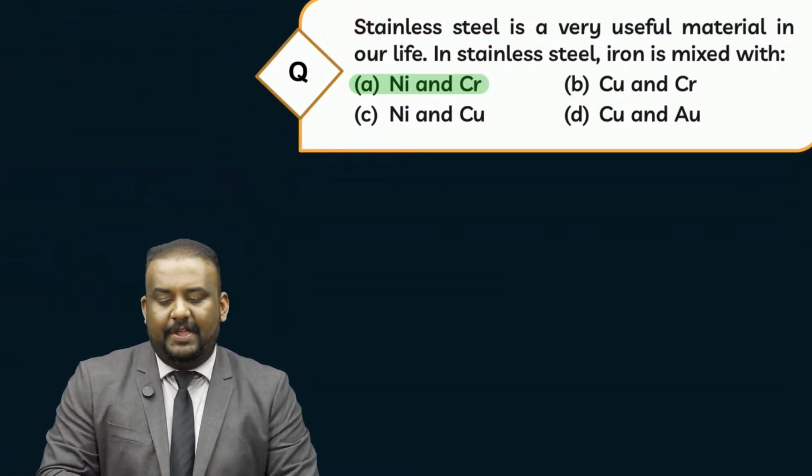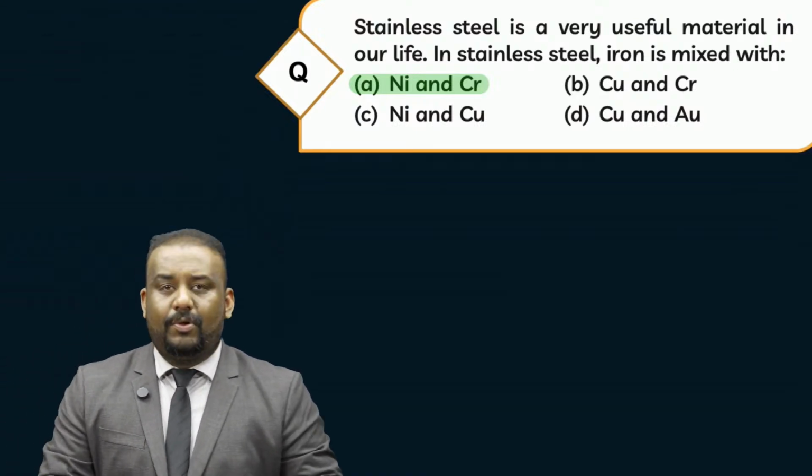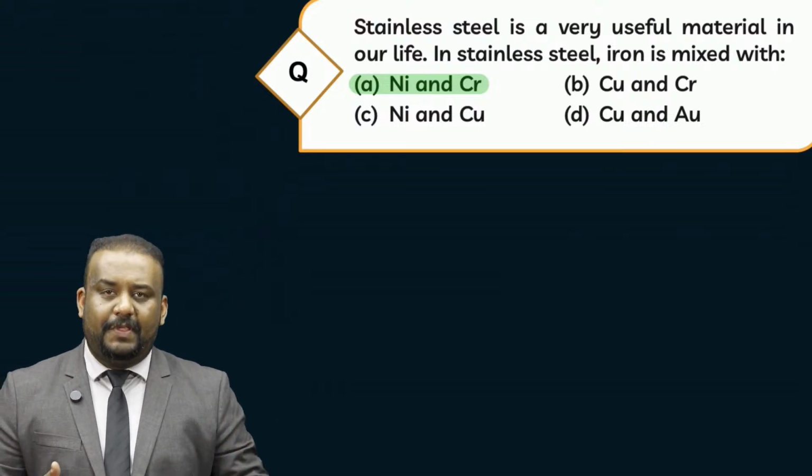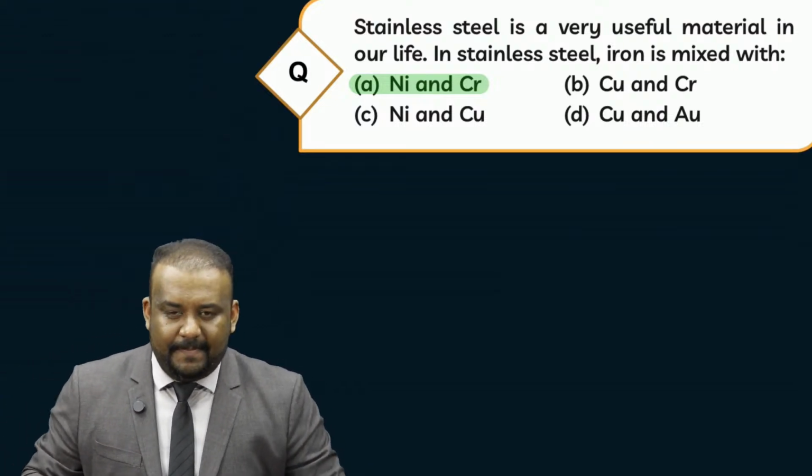So in stainless steel, we mix iron with nickel and chromium, which increases the shine of the element. Clear?